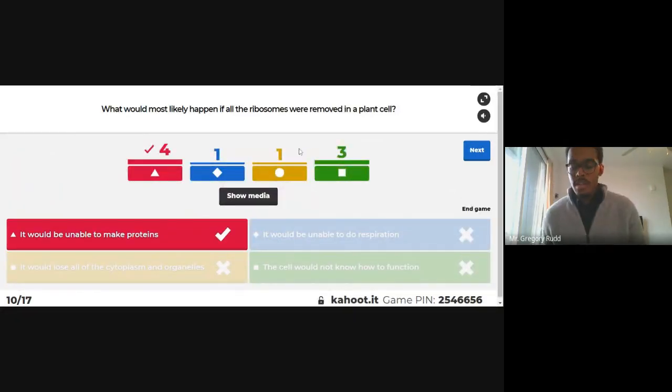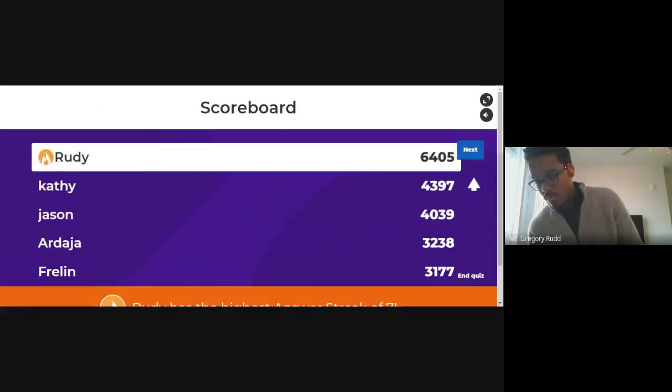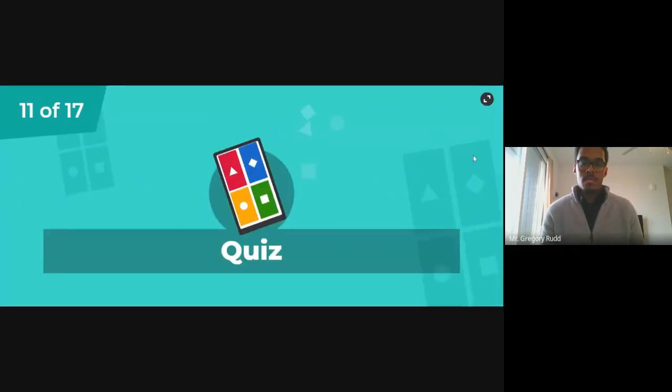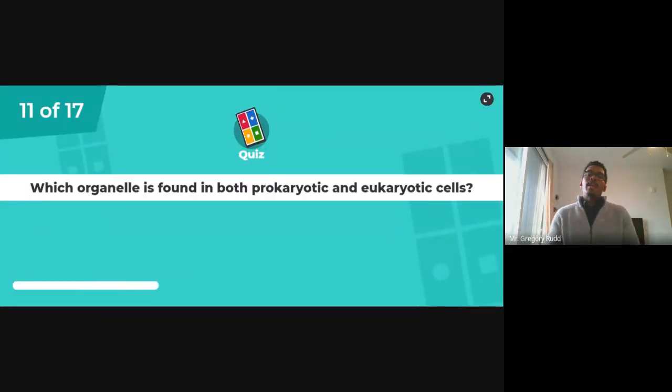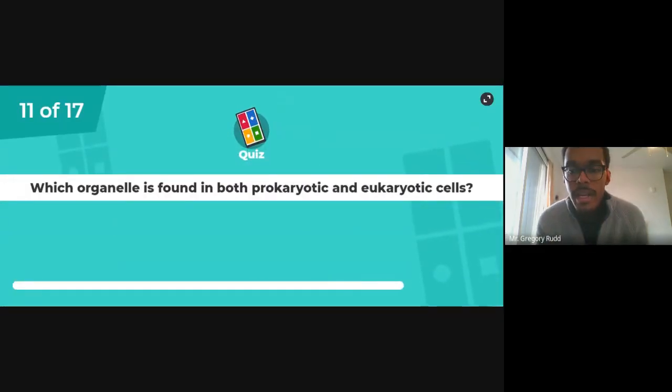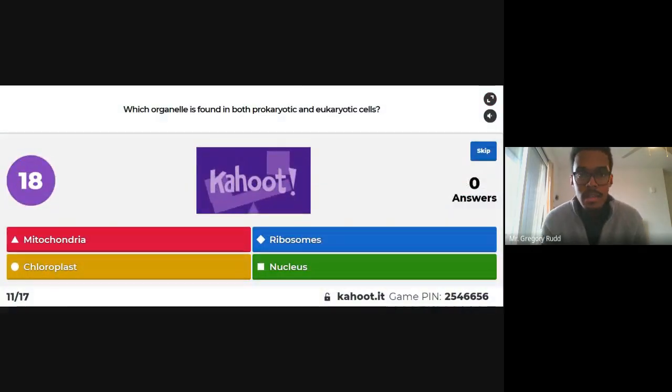Good. The cell is not going to be able to make proteins. Which organelle is found in both prokaryotic and eukaryotic cells?